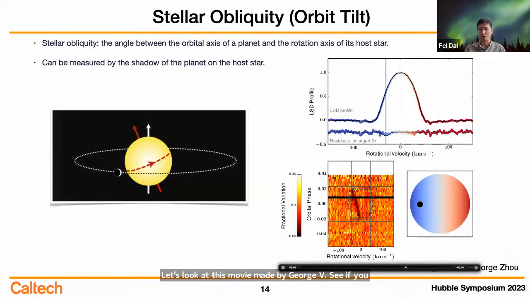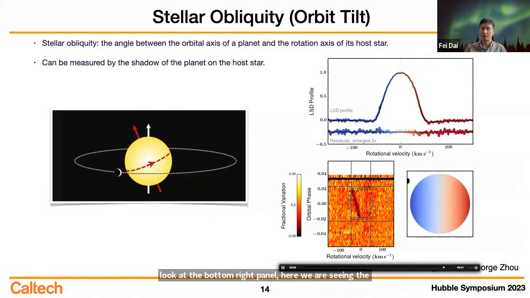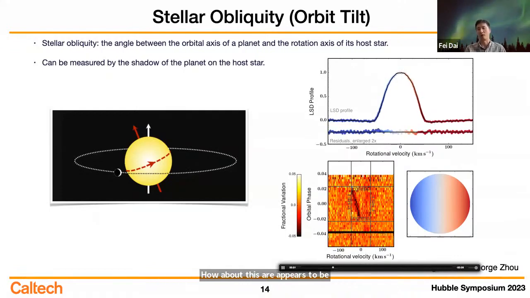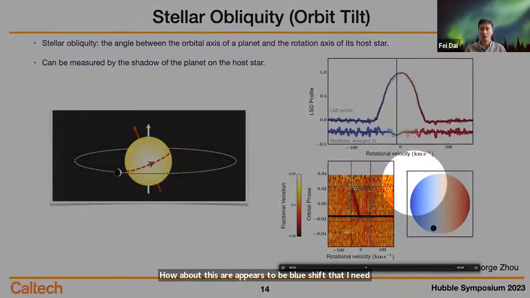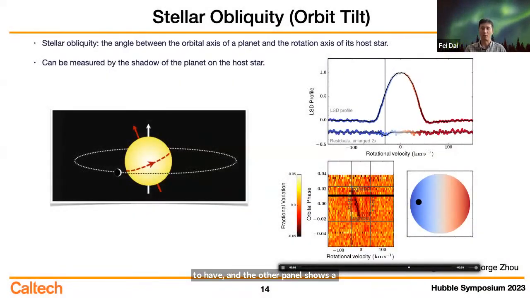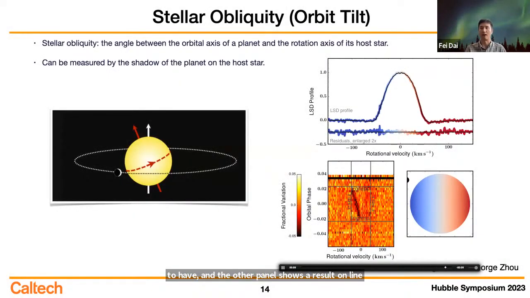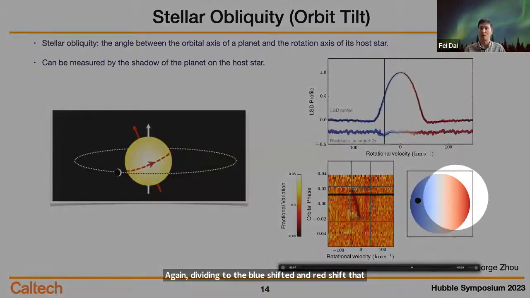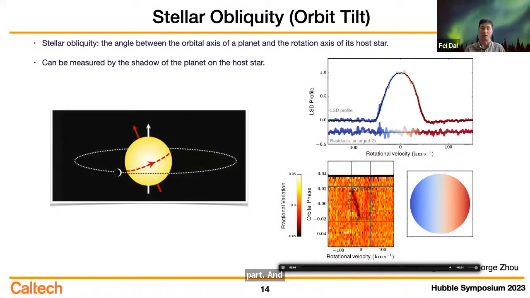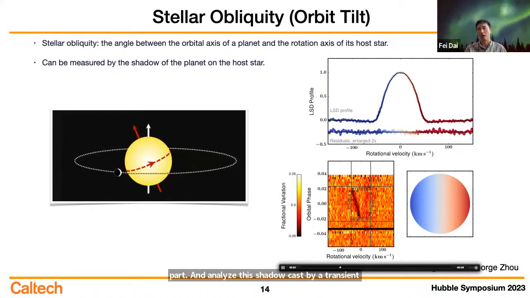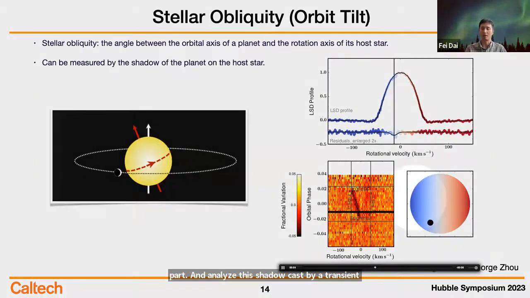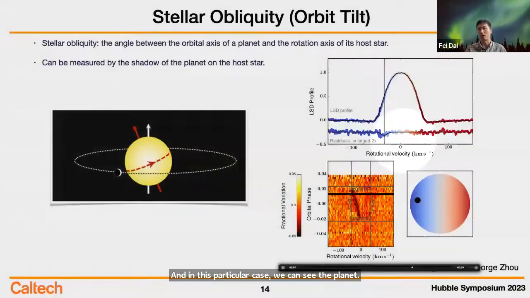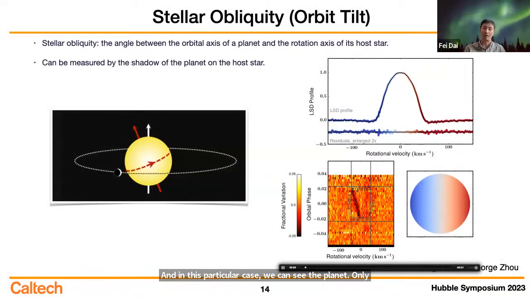Due to the rotation of the star, half of the star appears to be blue shifted and the other half is red shifted. And the upper panel shows the resultant line profile if you integrate the whole stellar surface, again, dividing into the blue shifted and red shifted parts. And by analyzing the shadow cast by a transiting planet, we can determine the orientation of that planet relative to the star's rotation pattern. In this particular case, we can see the planet only blocks the blue shifted part of the star, thereby telling us its orbit must be misaligned relative to the star.